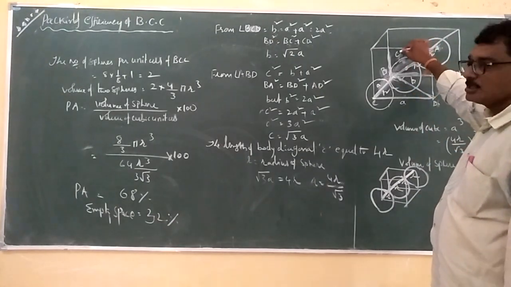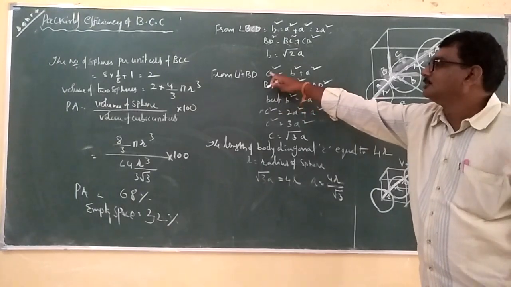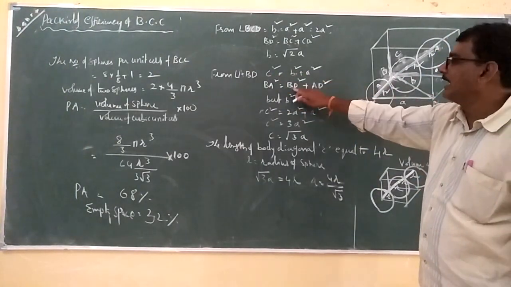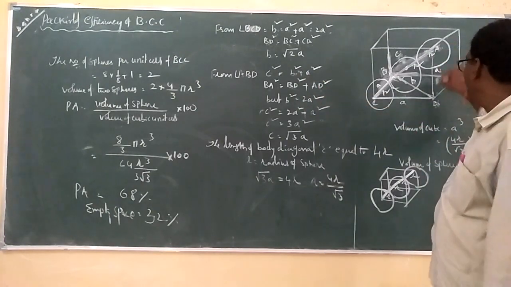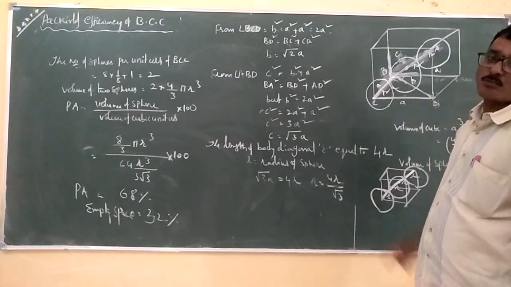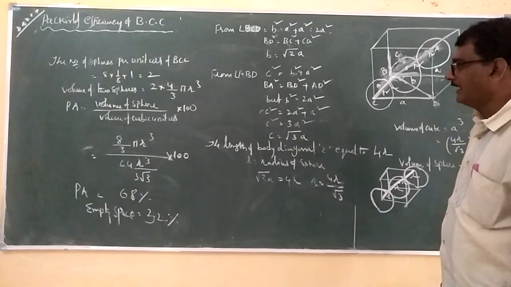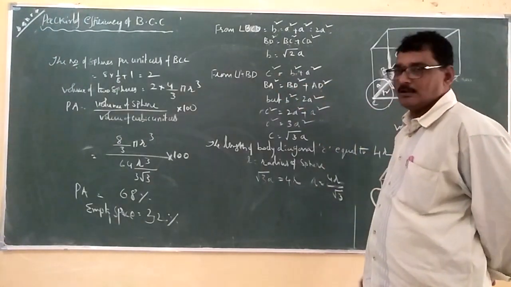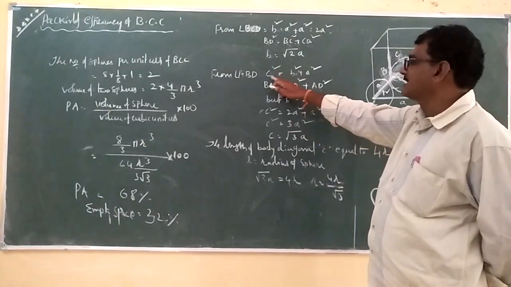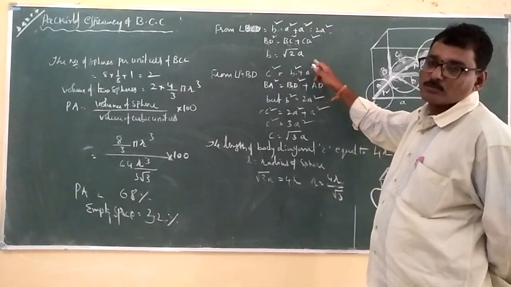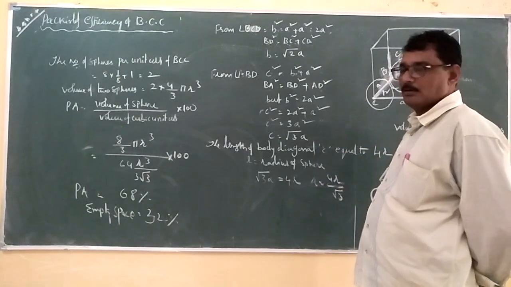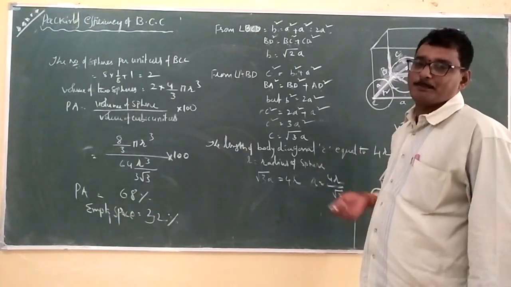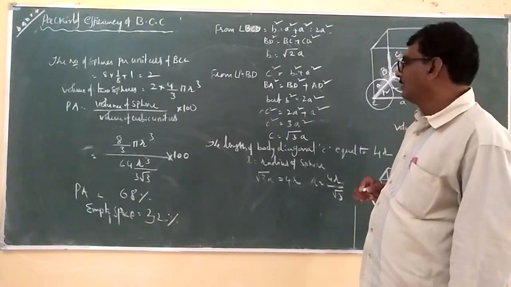BA square is equal to BD square plus AD square, which means B square plus A square is equal to C square. That's why here C square is equal to B square plus A square. That implies BA square is equal to BD square plus AD square.